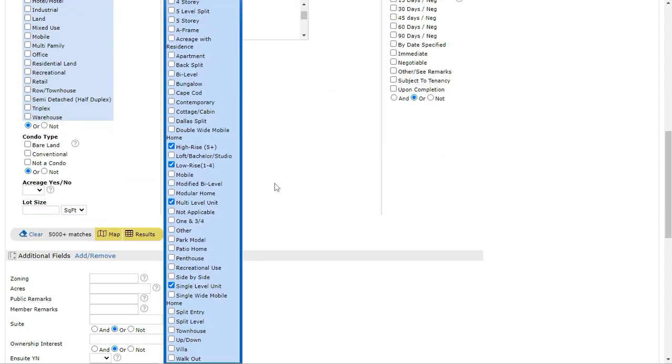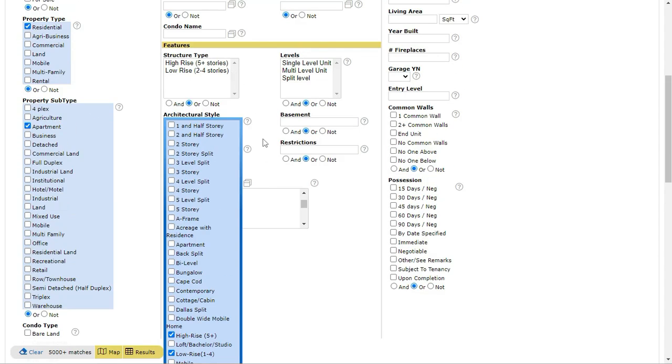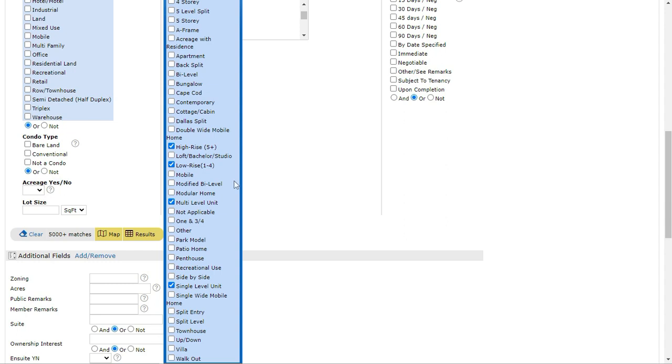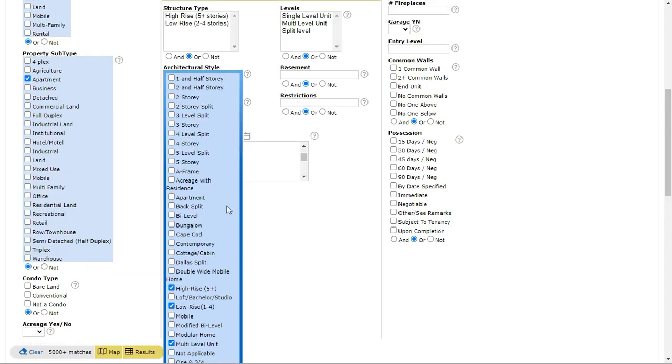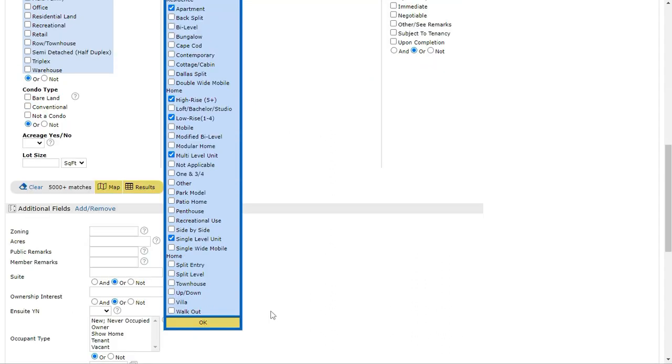Okay, they don't belong there. They already exist in some other fields. That's creating redundant overlap. Get them out of this field. And here's another one. Look at this. Apartment is in here. Well, apartment is the property subtype. What's it doing here? And yet here's another one.